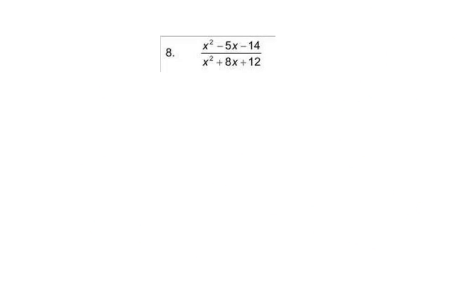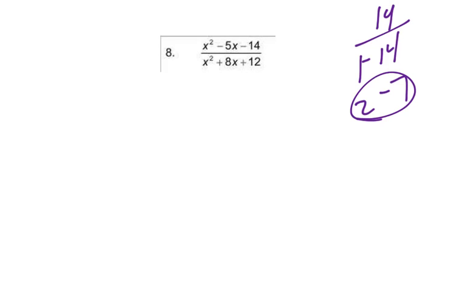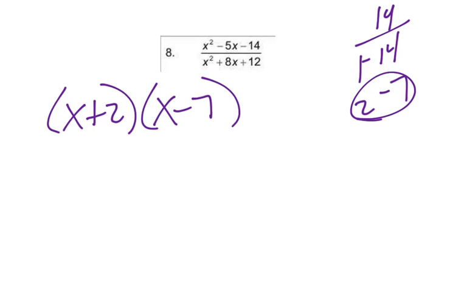The top, we've got trinomials. The top one, you're going to find the factors of 14. 1 and 14, 2 and 7. Signs are different. Large is negative. You need to equal 5. So on the top, it's x plus 2 and x minus 7.